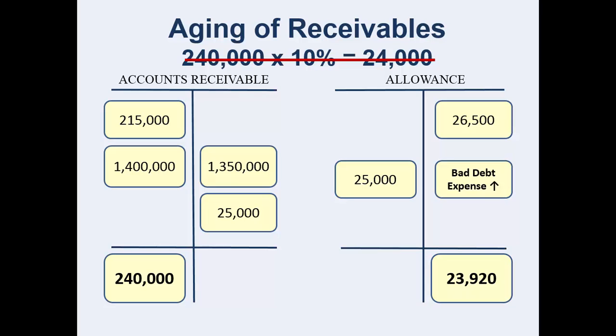Now, this 23,920, this is not bad debt expense. This is how you're valuing your receivable, your net realizable value on your balance sheet. So then you still have to back into what bad debt expense is in order to get to that number. And that would be $22,420 in this example.